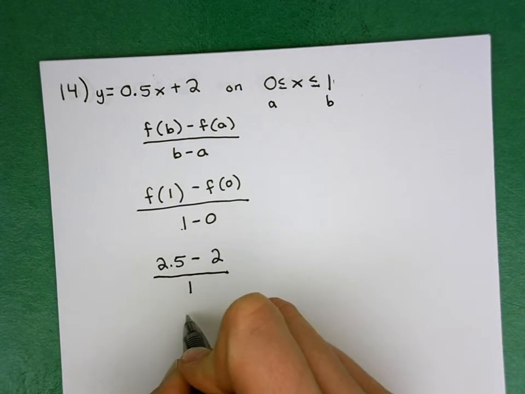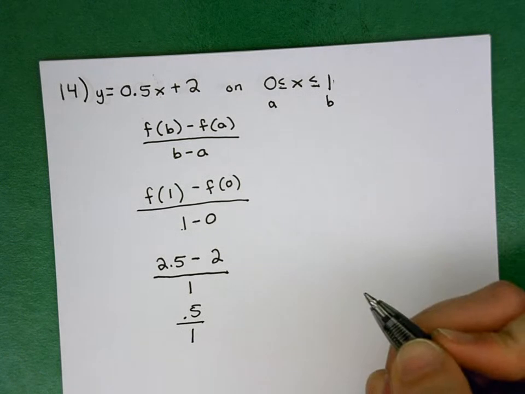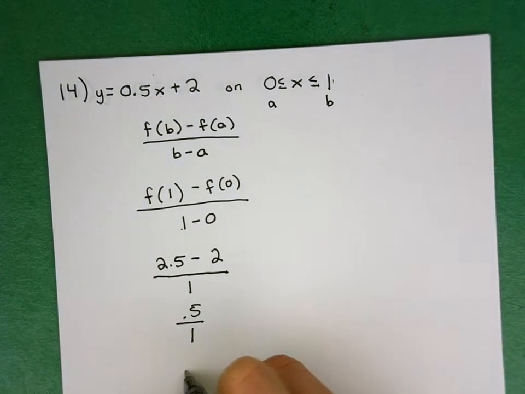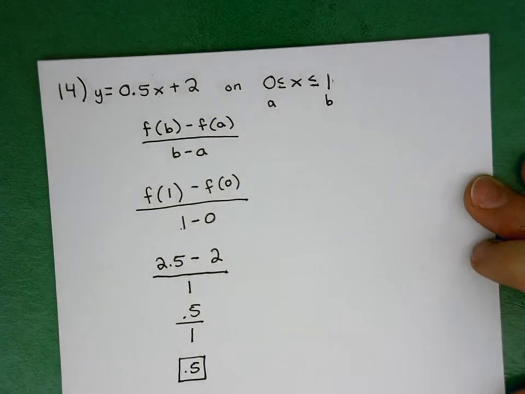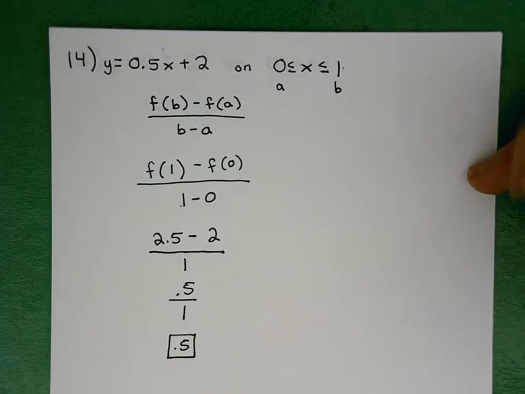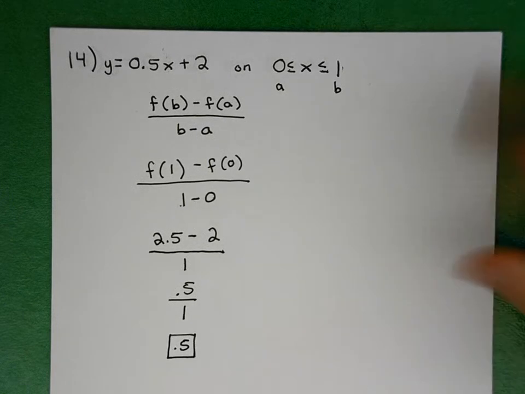And 2.5 minus 2 is 0.5 all over 1. And 0.5 divided by 1 is 0.5, and so that's going to be my average rate of change on the interval from 0 to 1. Okay.